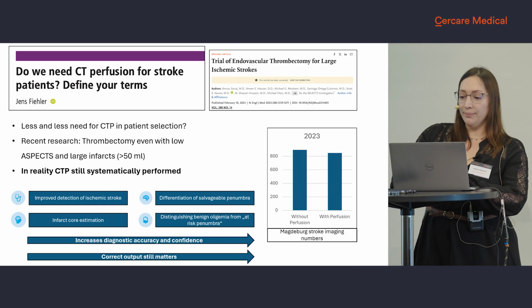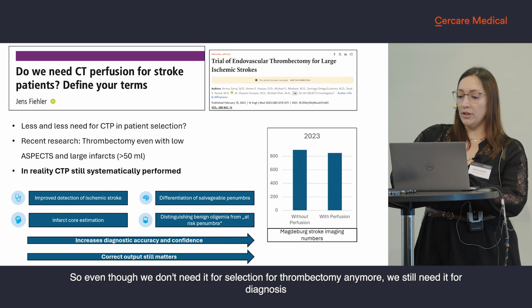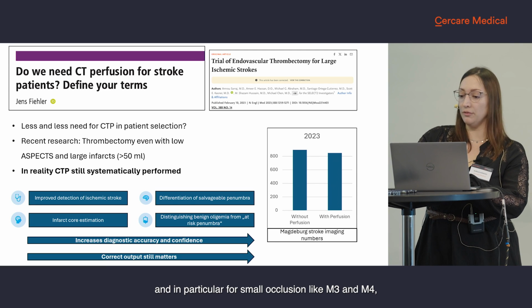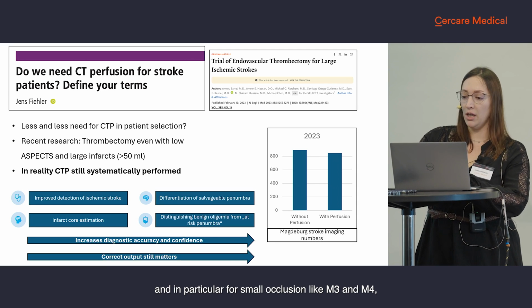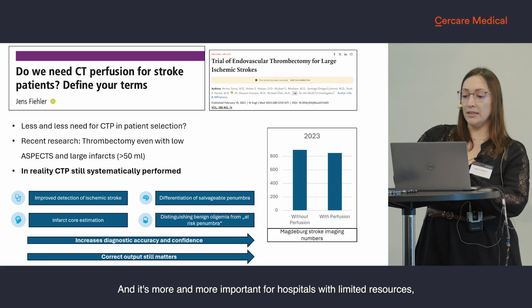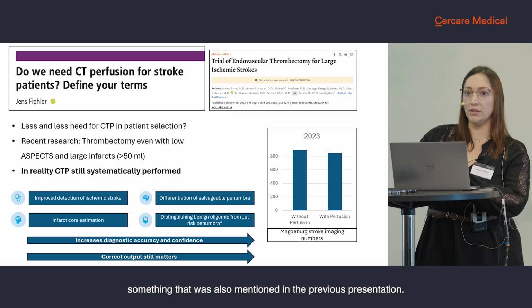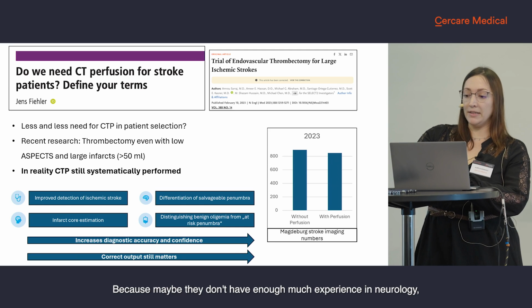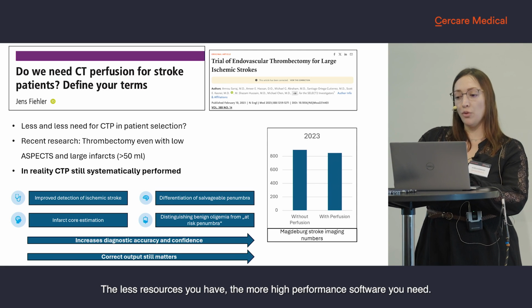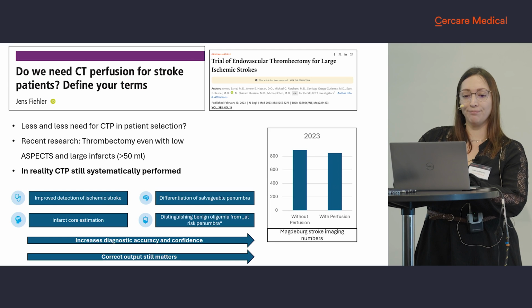So even though we don't need it for selection for thrombectomy anymore, we still need it for diagnosis, and in particular for small occlusions like M3 and M4, which can be very difficult to identify on CTA. So it's going to improve confidence in diagnosis, and it's more and more important for hospitals with limited resources, something that was also mentioned in a previous presentation, because maybe they don't have much experience in neuroradiology, and this is the paradox of CT perfusion. The less resources you have, the more high performance software you need.